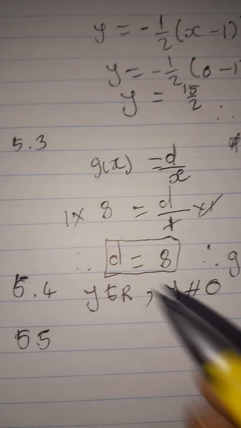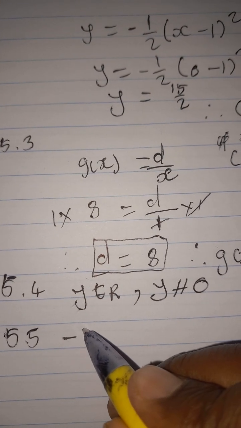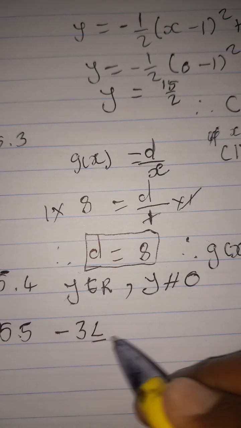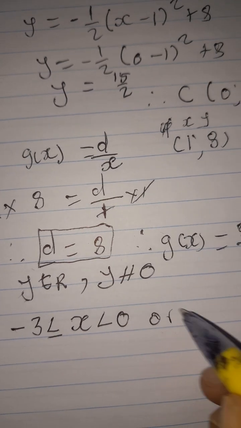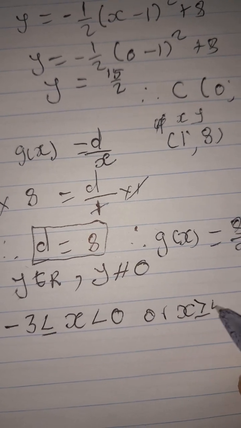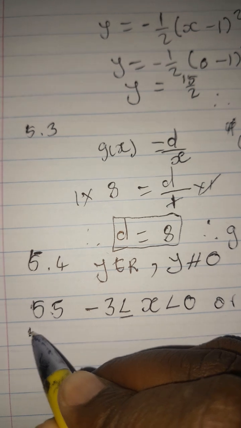So it's very important to study this functional notation for your examination on Friday, so that you won't have any problem. Remember, once like this, it means where the x values are going below, right? So let's put that into practice. At 5.5, we said it's -3 less than or equal to x but less than 0, or x is greater than or equal to 5. That's the solution at 5.5.